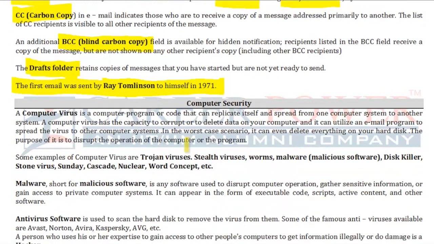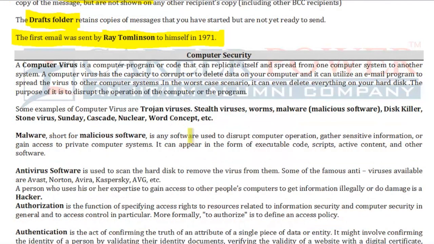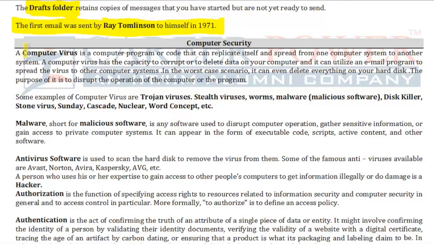Now we have a next topic, that is computer security. In computer security, there are some very important terms like computer virus, Trojan virus, malware and antivirus software. Let us see what they mean. Computer virus is a computer program or code that can replicate itself and spread from one computer to another. Then some examples of computer virus are Trojan virus.